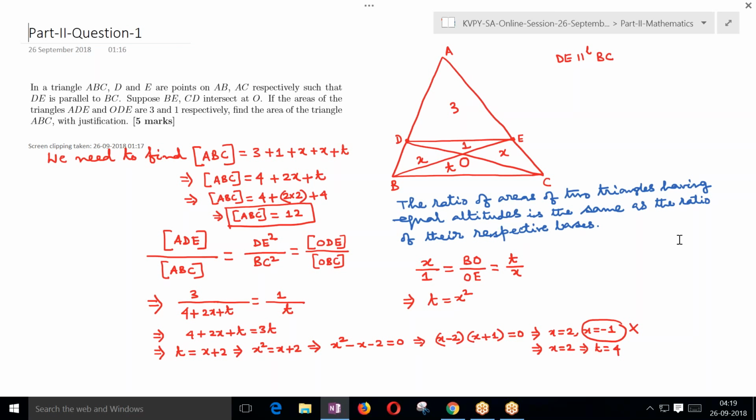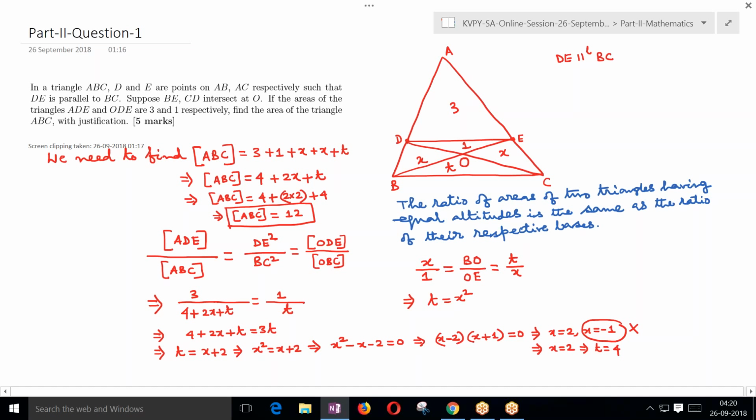If you look into what is x by 1, x is what? X is the area of the triangle OBD, and 1 is the area of the triangle ODE. Now, if we need to consider x as the altitude, then which one has to be the base? In the triangle OBD, if we consider x as the same altitude, then which has to be the base?